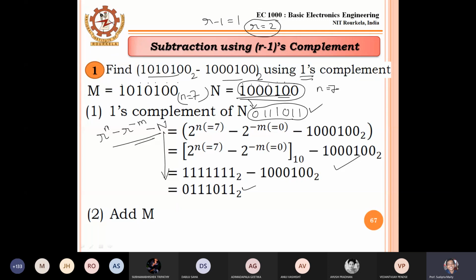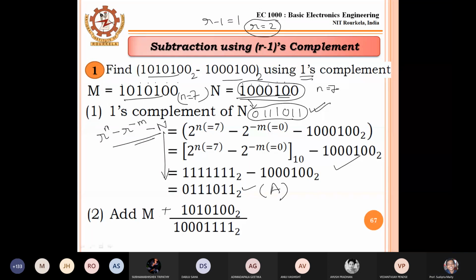We are talking about only the trick. Those tricks can be used in Viva or something, not in the answer script. So if the question comes in the exam, you have to write the steps. So this is A. You have to add M. Suppose this is M. M is already given.